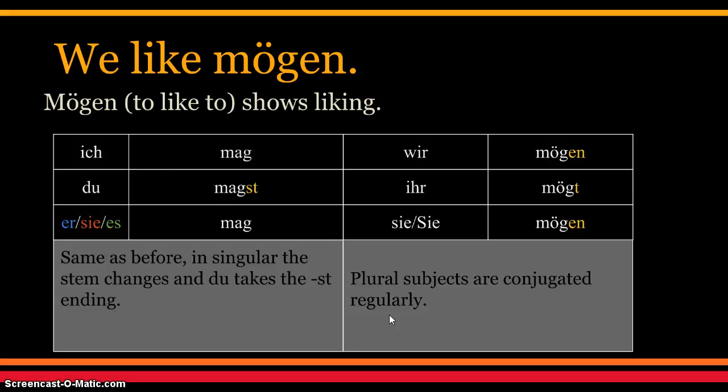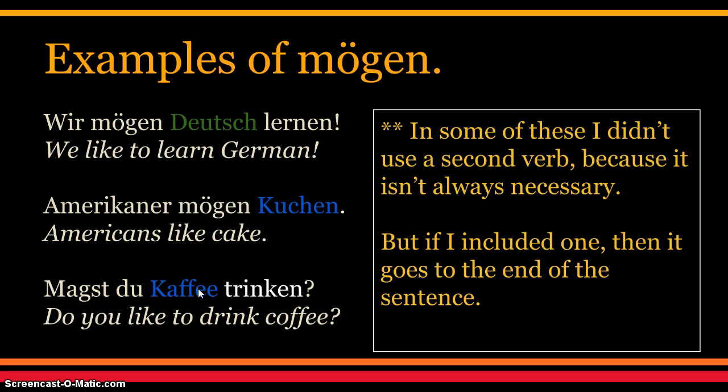Mögen, to like to, shows liking. Ich mag, du magst, sie es mag, wir mögen, ihr mögt, sie mögen. And as before, singular subjects have a stem change from O umlaut to an A. This time, ich mag, du takes an ending st, sie es mag. Plural subjects are normal.